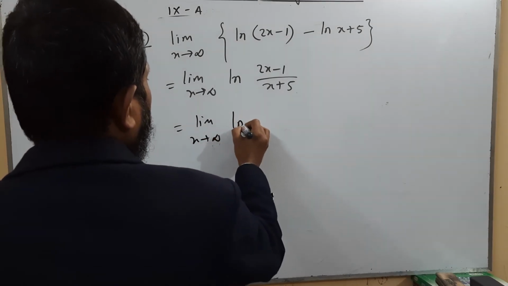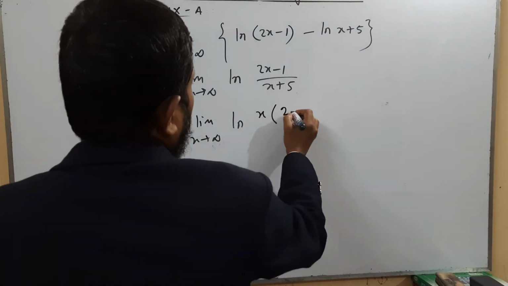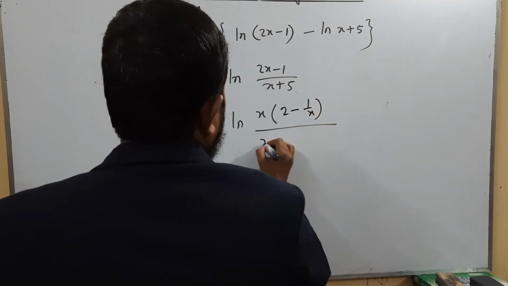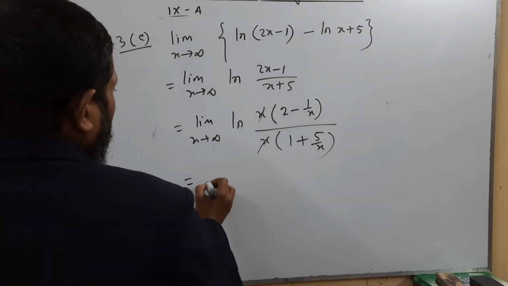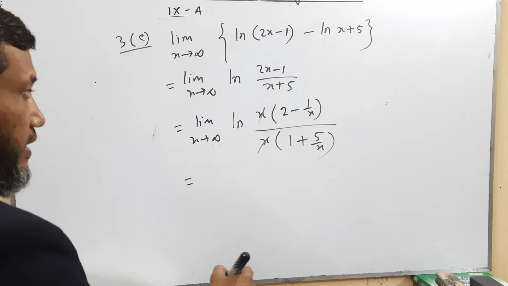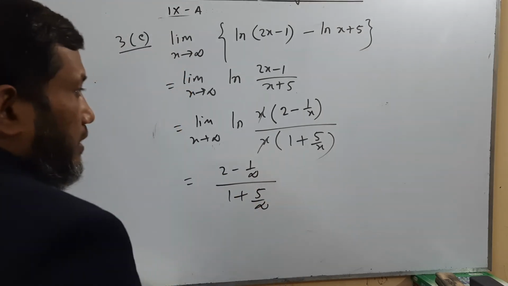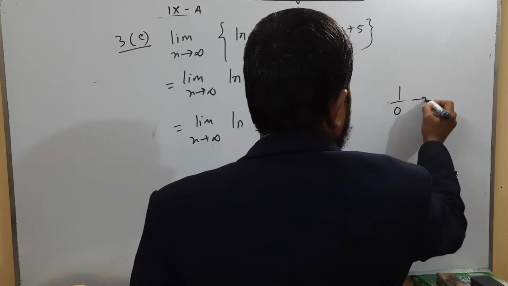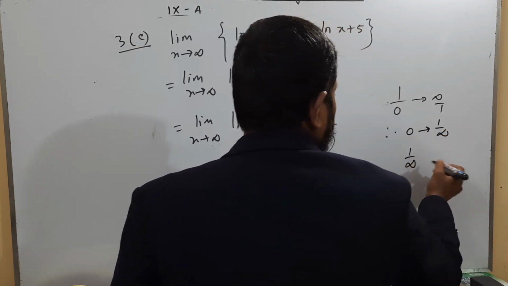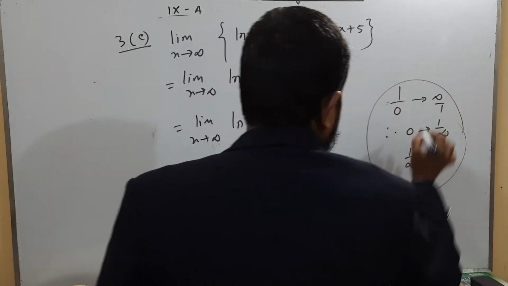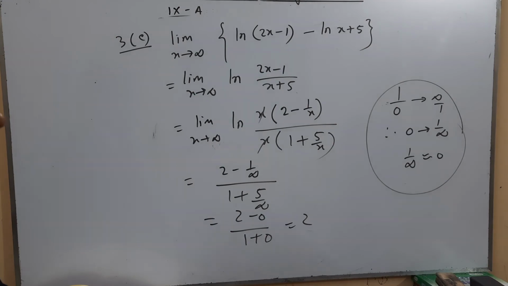Now limit x tends to infinity of ln. If we take x common in the numerator, we can write 2 minus 1 by x. If we take x common in the denominator, 1 plus 5 by x. x and x will cancel. If we put x tends to infinity, it will be 1 by infinity or 5 by infinity. Dear learners, we know 1 by infinity tends to 0. Approximately we can write 0. 2 minus 0 over 1 plus 0. This will be ln 2. This is the answer for 3c.